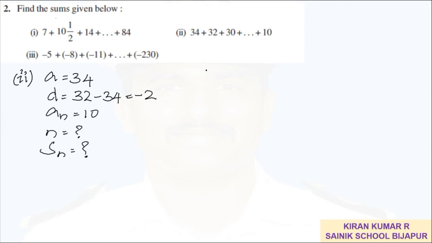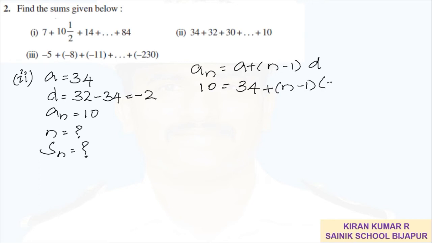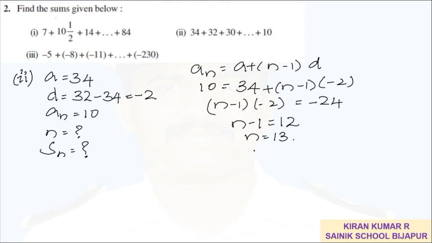So let me solve it here. An is a plus (n minus 1) into d. Let us substitute. An is 10, which is equal to the first term plus (n minus 1) times d, which is negative 2. So (n minus 1) into negative 2 will become equal to minus 24. On transposing positive 34 to the left hand side, it becomes negative 24. So n minus 1 will be 12, n will be 13. So there are 13 terms.